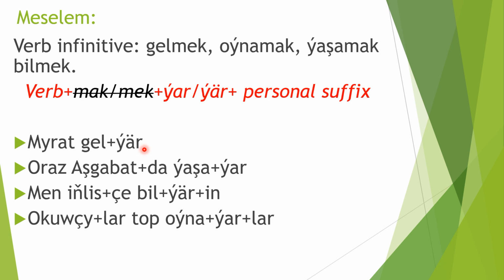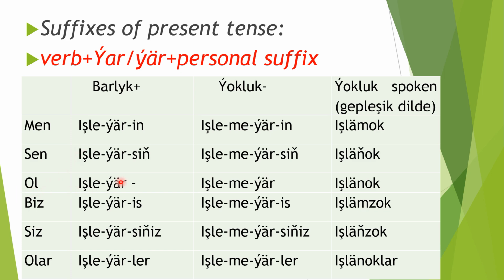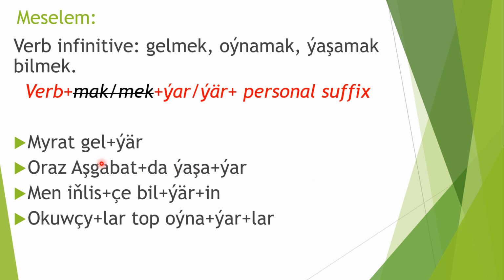Gel, come. Yer, present simple. No suffix. Why? Because Murat is all. All means he. And as you can see, all, no personal suffix here. So, Murat gelyer. Orad Aşgabat'ta yaşayar. Who is Orad? He. After yar, we have no suffix because Orad is again all, and it has no personal suffix. Yaşayar, live.